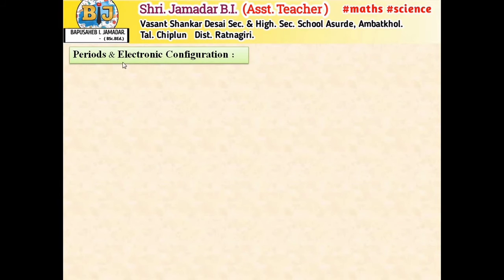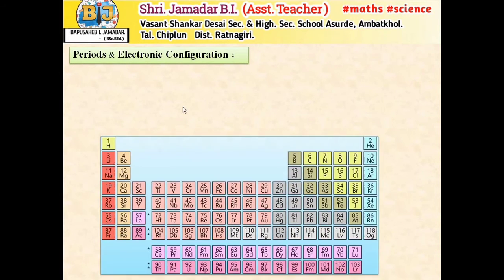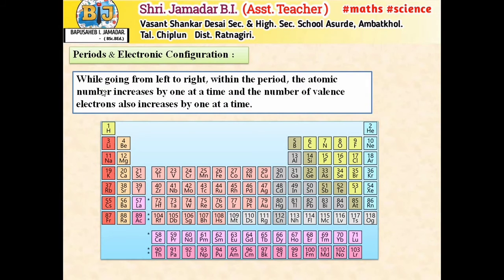Periods and electronic configuration. While going from left to right within the period, the atomic number increases by 1 at a time and the number of valence electrons also increases by 1 at a time. You can see in the arrow diagram, atomic number increases by 1.